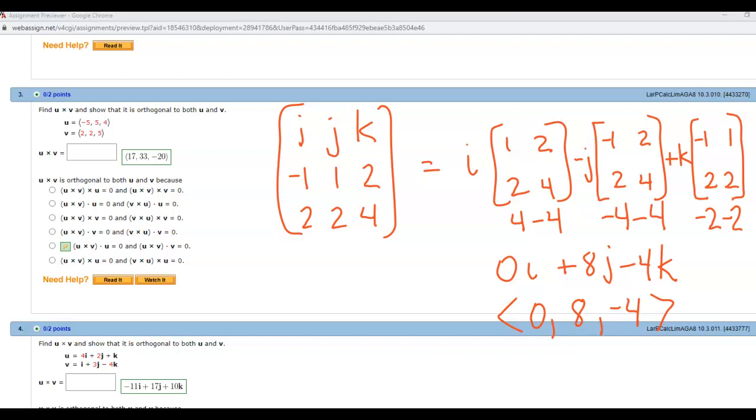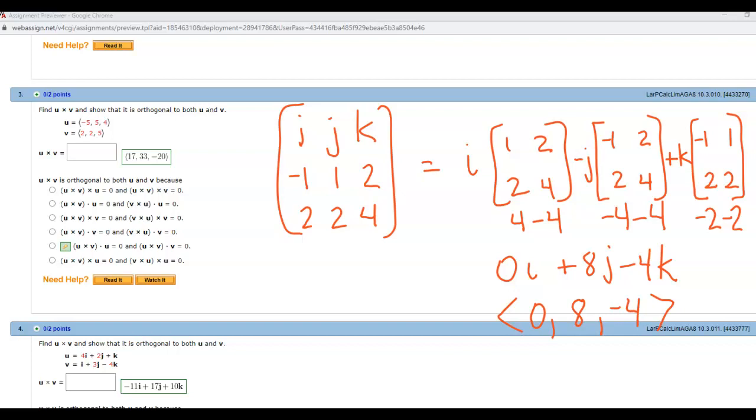Wait, how does the crossing go for J? It's still left diagonal minus right diagonal, like when you put it in there. Like this? Yeah. You take out the middle column. Okay. Alright. Thank you.